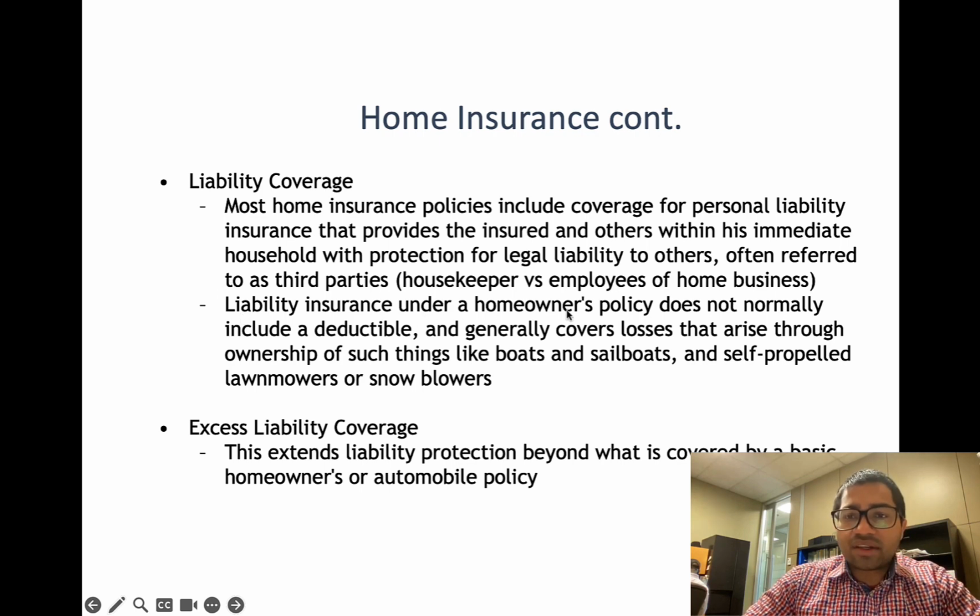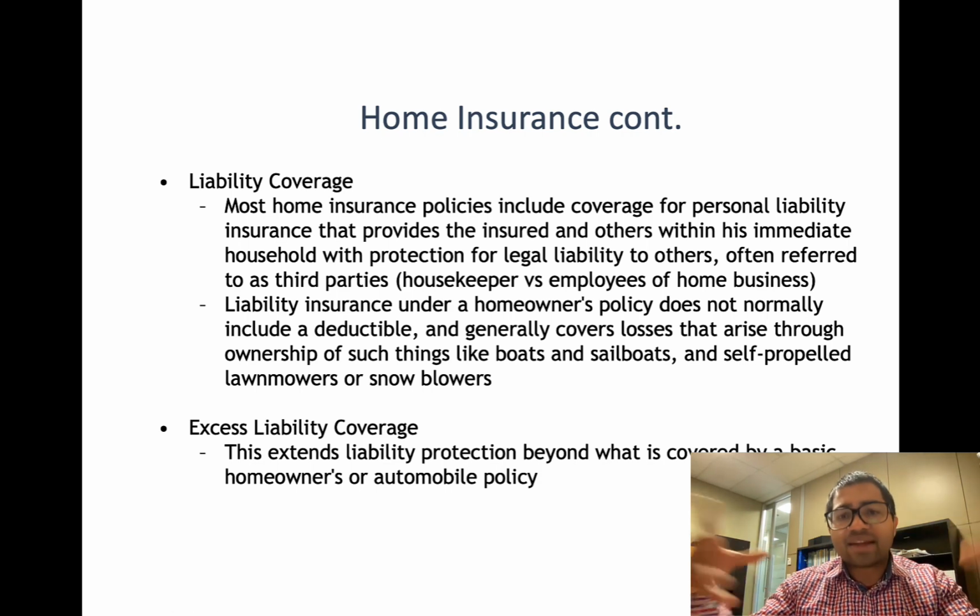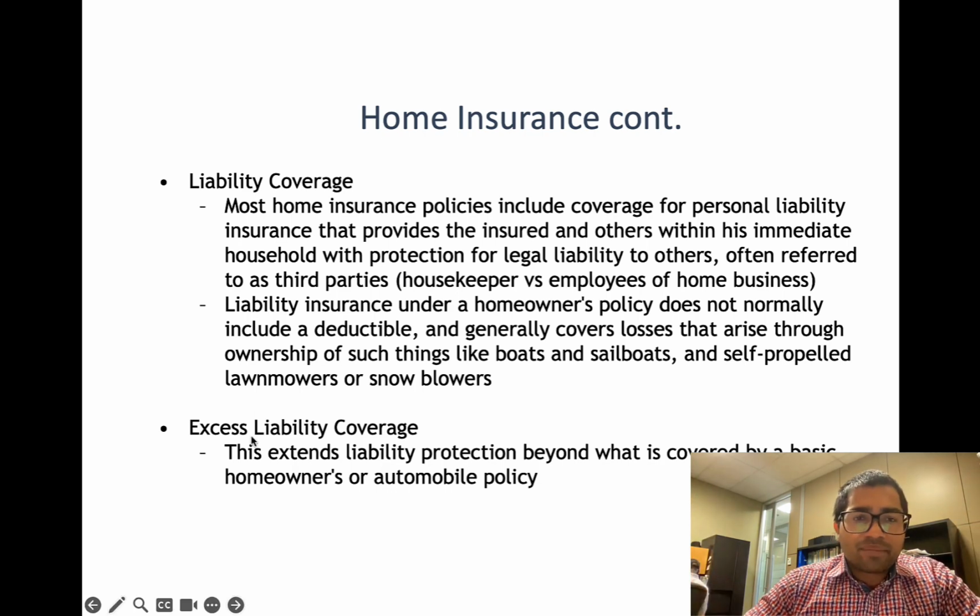Liability insurance under a homeowner's policy does not normally include a deductible and generally covers losses that arise through ownership of such things like boats and sailboats, self-propelled lawn mowers or snow blowers. So whatever property you have kept inside the premises of your house is also covered, like boats and sailboats and so on.